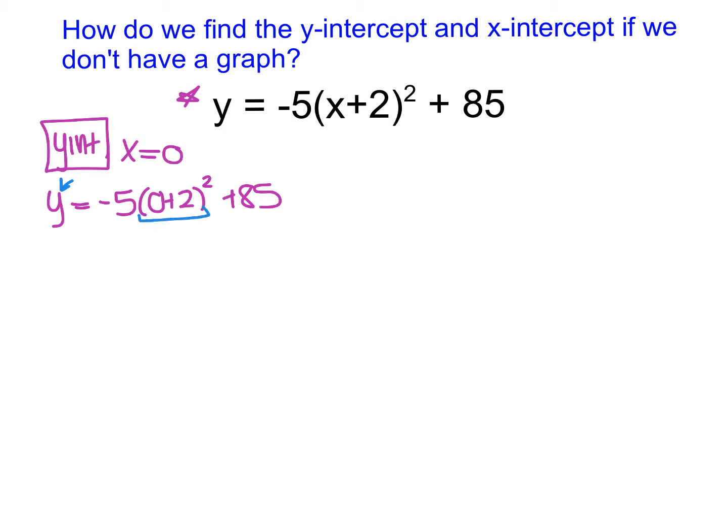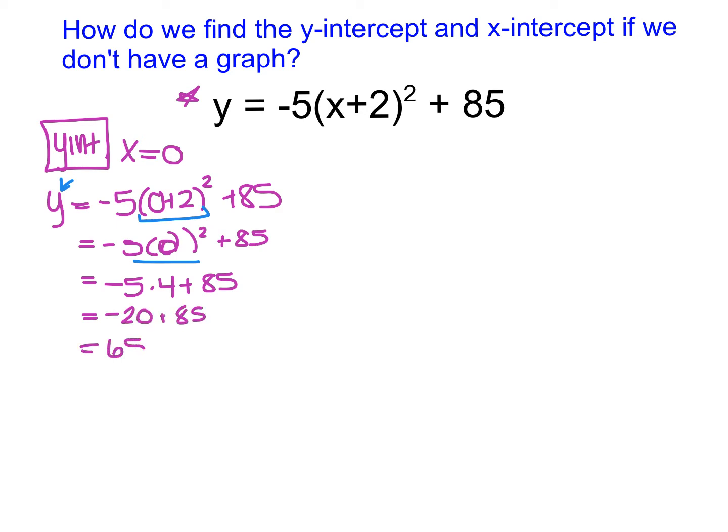So we're going to start by using the parentheses, because in order of operations, parentheses comes first. So we have negative 5 times 2, because 0 plus 2 is 2, squared. Then from here we would do our exponents, so that's 2 squared, which is 4, so I have negative 5 times 4 plus 85. Well, negative 5 times 4 is negative 20, and those added together leave me with 65. So my y-intercept point occurs when x is 0 and y is 65.